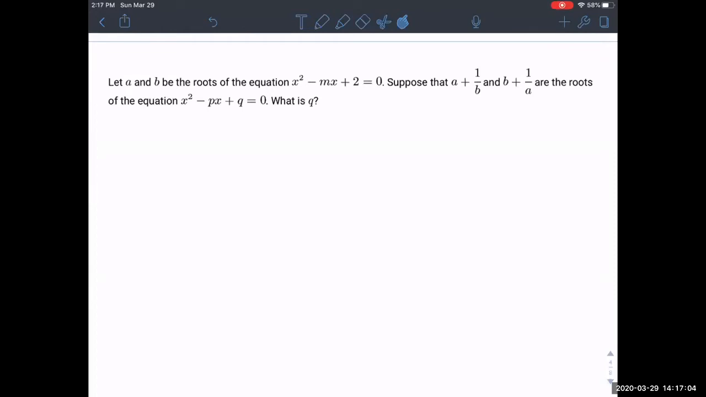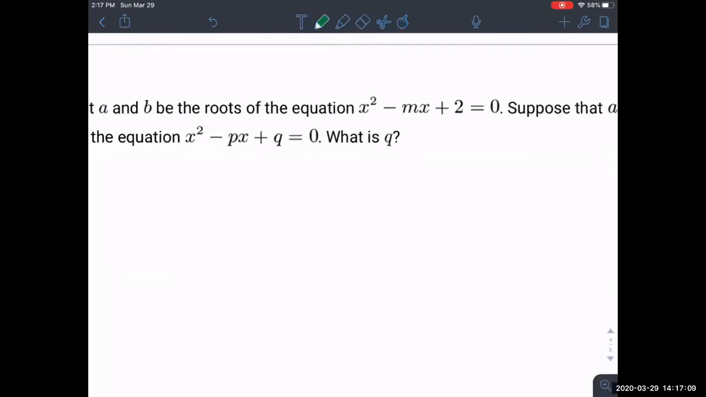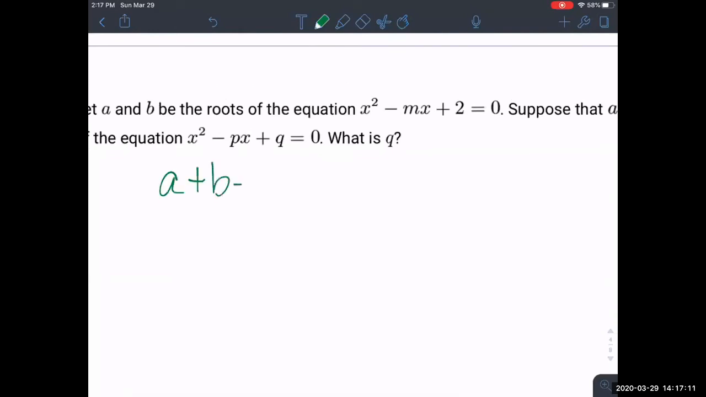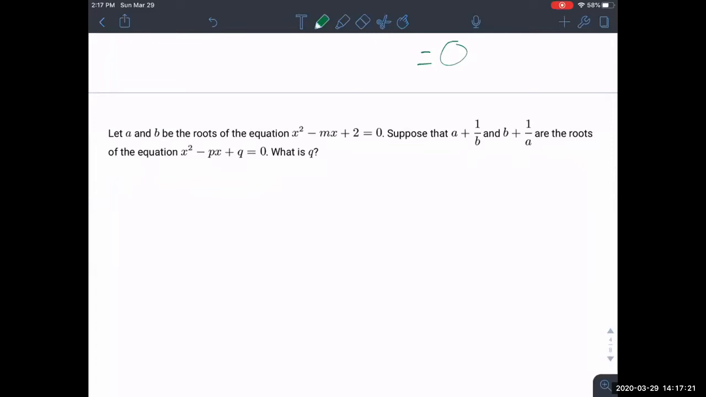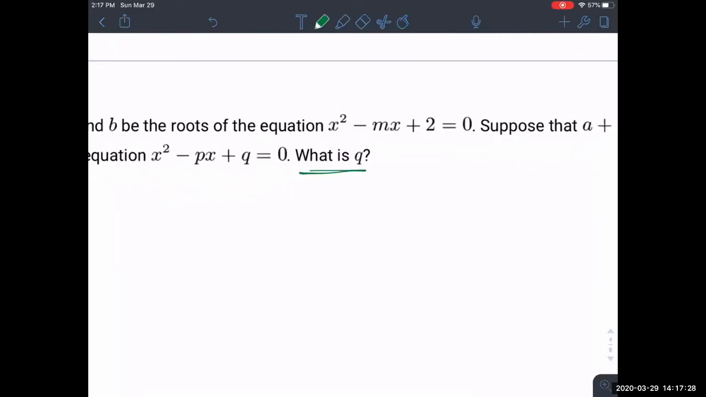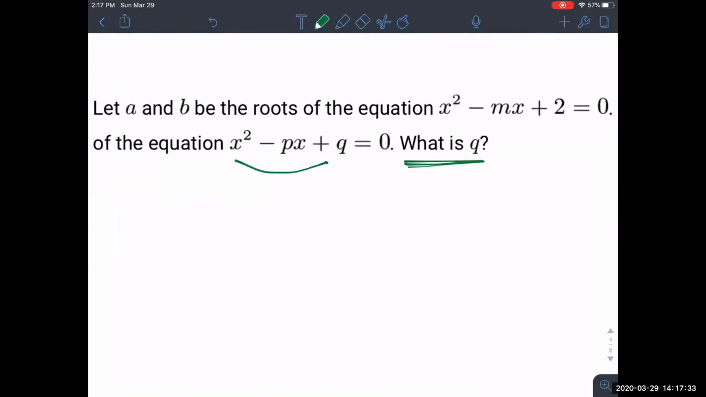Let's go ahead and talk about this one. A straightforward application of Vieta's just gets you a plus b is equal to m, which doesn't help because they never ask for m and we never know what m is. But before we start problem spamming too much, let's think about what this is asking for. The question is asking for what is q, and by Vieta's formulas, you know that q is equal to the product of the roots, since this coefficient is actually just 1.